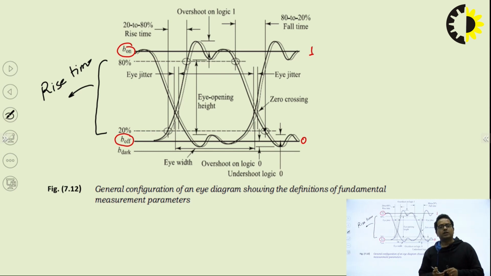The opening of an eye, the width of an eye, is going to give us the correct information about whether there is proper synchronization in the clock timing or not, whether the noise effect has overpassed the strength of the signal or not, whether the jitter is in the signal or not. So we will get all this information with the help of this eye diagram.